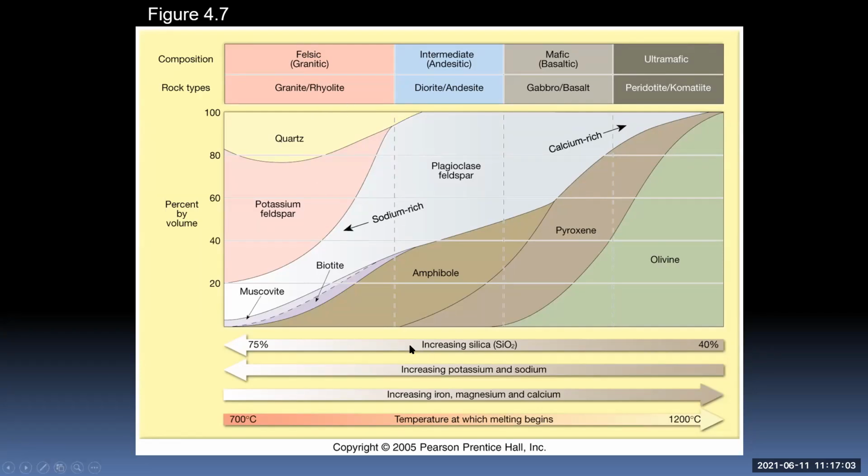Down here at the bottom, again, we see the changes in the silica content along these rocks, changes in the iron and magnesium content, as well as calcium. Calcium, we remember, is in our plagioclase feldspar, that higher temperature material. Here there's an additional arrow regarding potassium and sodium: more potassium and sodium as we move into these cooling rocks and minerals. And then again, our temperature at which melting begins for these various rocks. So again, this is a recipe.